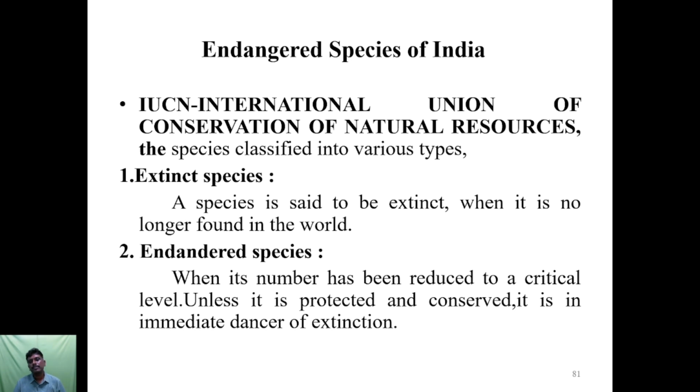Then endangered species of India. As per the International Union for Conservation of Nature and Natural Resources, the species are classified into various types. Extinct species: it is said to be extinct when it is no longer found in the world. Then endangered species: when its number has been reduced to a critical level. Unless it is protected and conserved, it is in immediate danger of extinction.